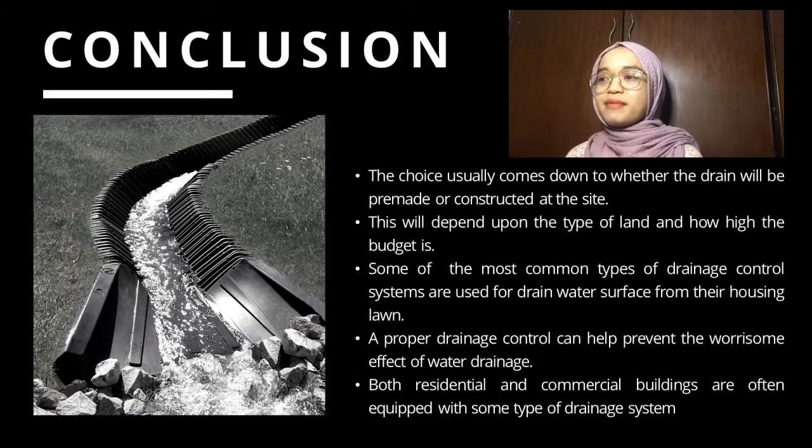The choice usually comes down to whether the drain will be permanent or constructed at the site. This will depend upon the type of land and how high the budget is. Some of the most common types of drainage control systems are used to drain surface water from housing lawns. A proper drainage control can help prevent the worsening effect of water drainage. Lastly, both residential and commercial buildings are often equipped with some types of drainage system.